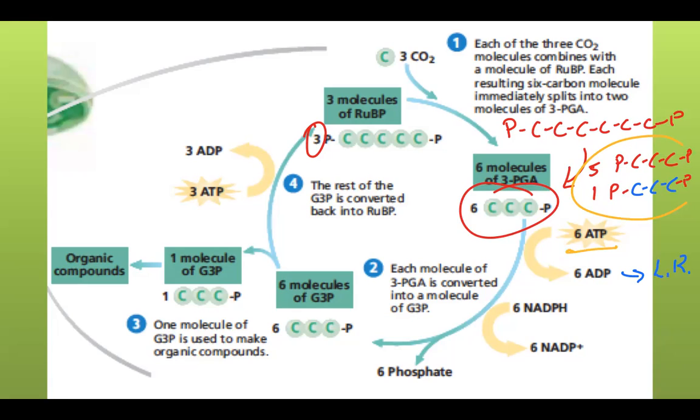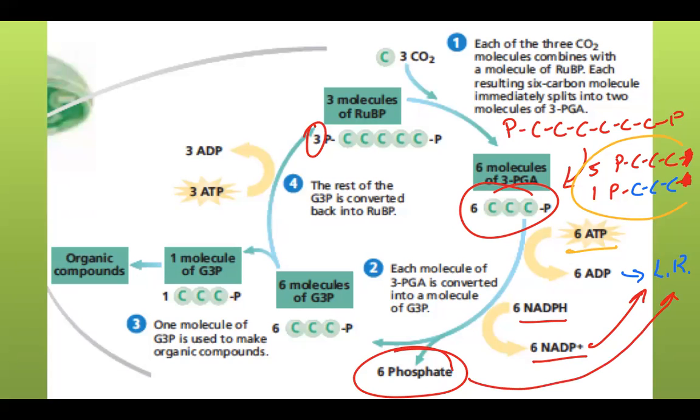Okay, that's step 1. Step 2 is you're going to take 6 NADPH. You're going to remove the hydrogen, which means you've produced NADP+, which guess what? Goes to the light reactions. You're going to take that hydrogen, and that hydrogen's going to replace the phosphate that you just put on, which means that you're releasing those 6 phosphates. And where do they go? The light reaction.